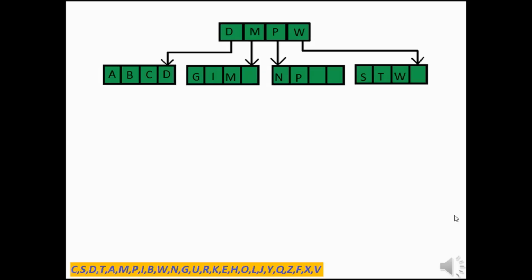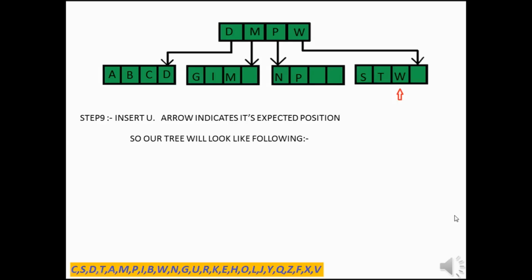Step 9. Insertion of U. The arrow indicates the expected position. I don't think now there is any need to explain again why we are inserting U at this position, because in all the 8 steps we have explained it. So from now onwards, until there will be a level split or something critical, we will be just showing the arrow position and inserting the elements. Now we are inserting U. After the insertion of U at the arrow position, the tree will look as follows.